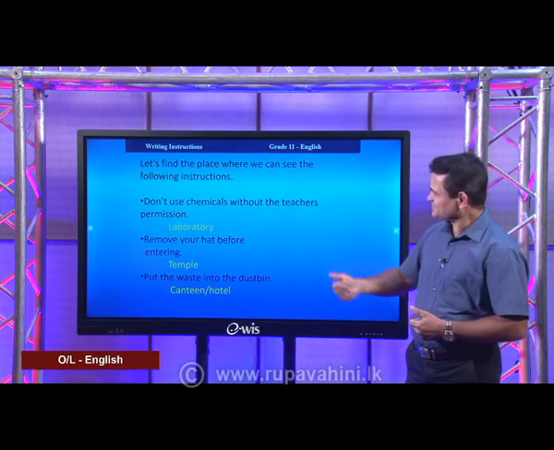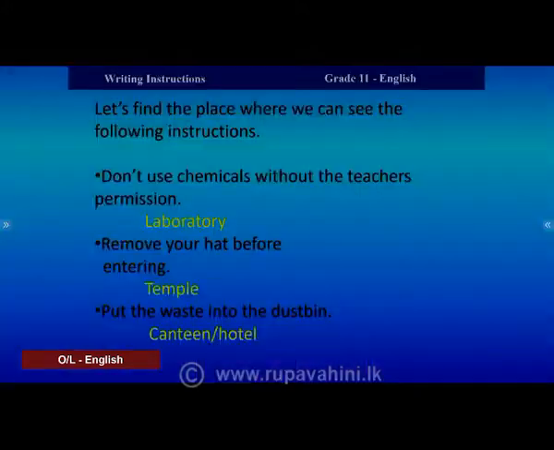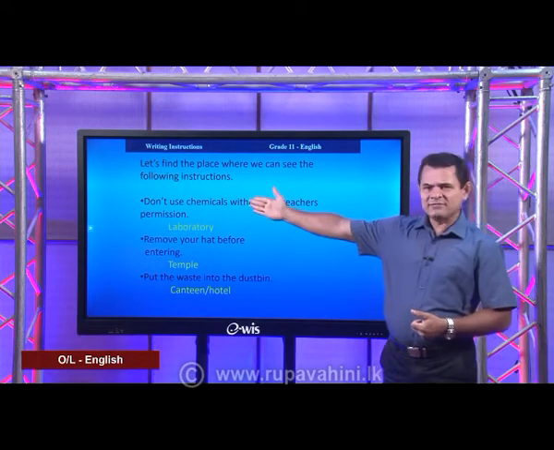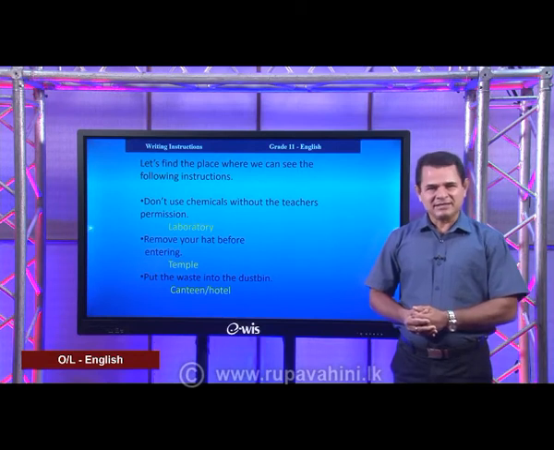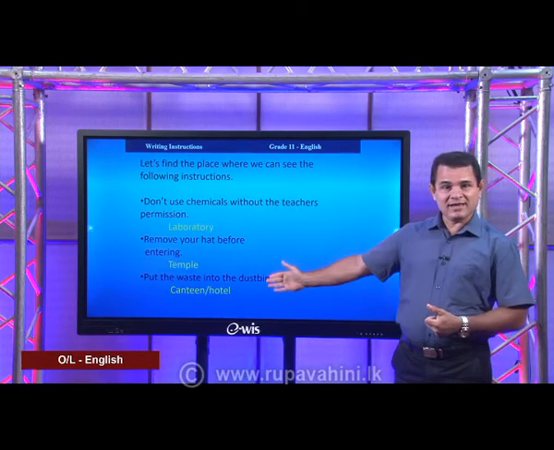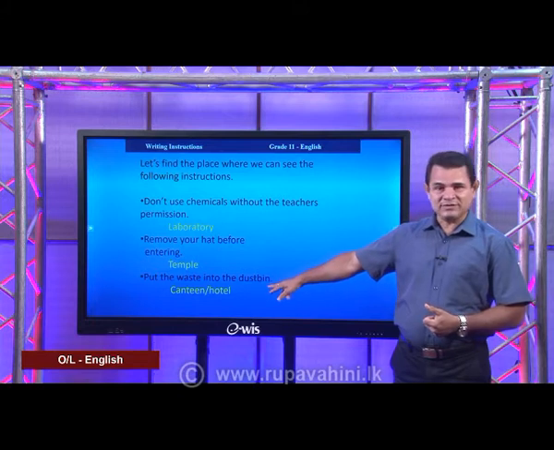Let's see the answers. Yes, the first one, don't use chemicals without the teacher's permission. Place is laboratory, lab, science lab you tell in short in your school. So when you read the word chemicals, you can easily guess the answer. And the next one, remove your hat before entering. What is the place? It's very simple, temple. And put the waste into the dustbin, canteen, hotel. This can be seen in other places as well, but according to the places given here in this activity, that is the one matching for this.